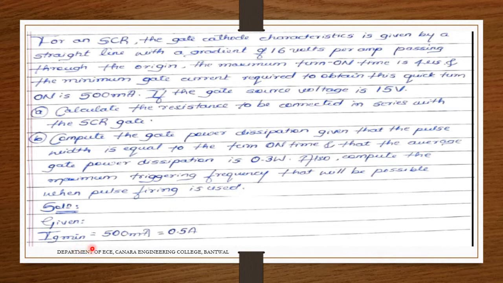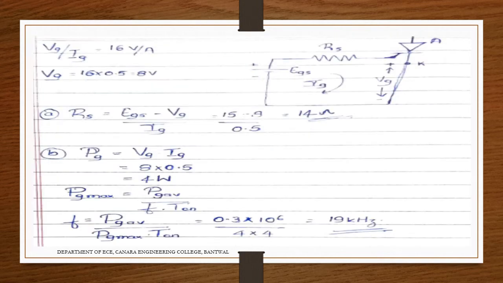Now given Ig minimum is equal to 500 milliamps, or we can write it as 0.5 amps. You can see it here, they have given 500 milliamp. Next, we'll look at the circuit. This is the EGS value, that is the power source that is connected in series with this one, and that is an anode and a cathode. So I am not interested in the other things.